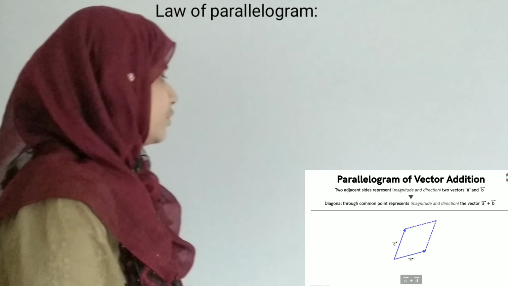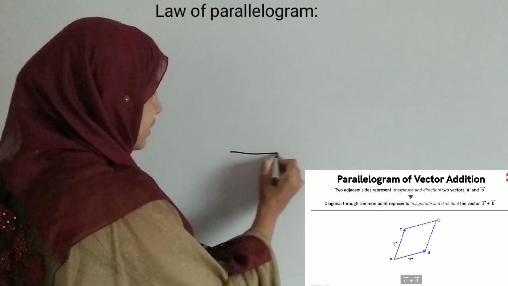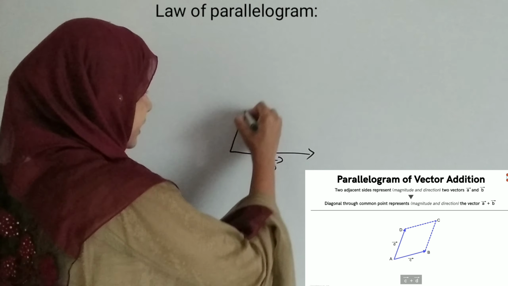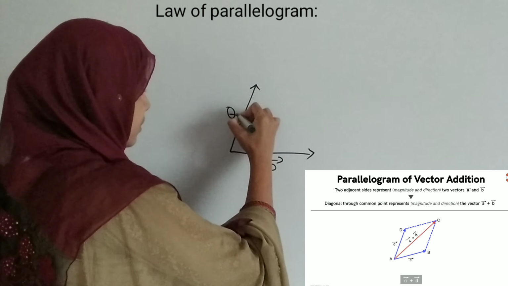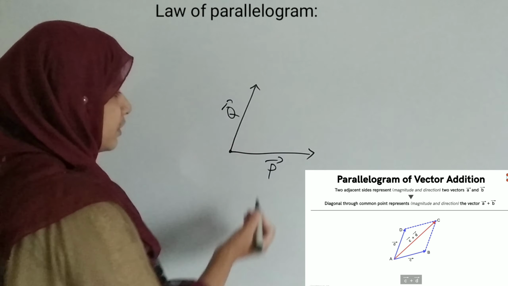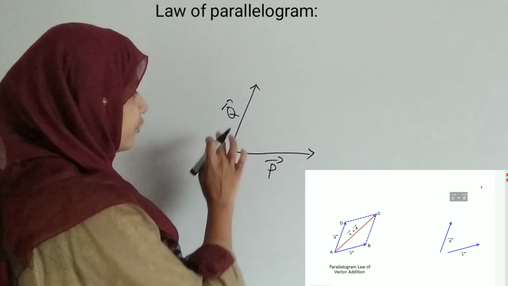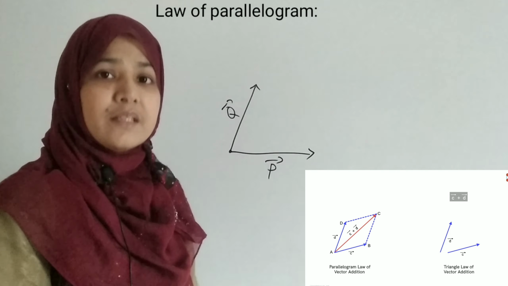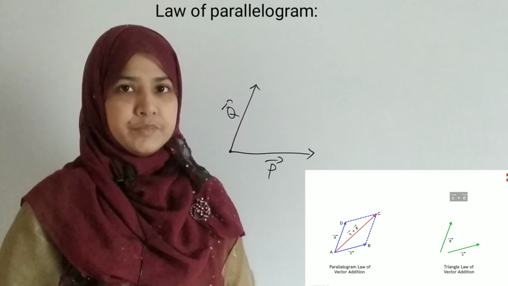Suppose two vectors, P and another vector Q, act at the same point. So we can say that these P and Q vectors are co-initial vectors, and in that type of situation we will apply the law of parallelogram.